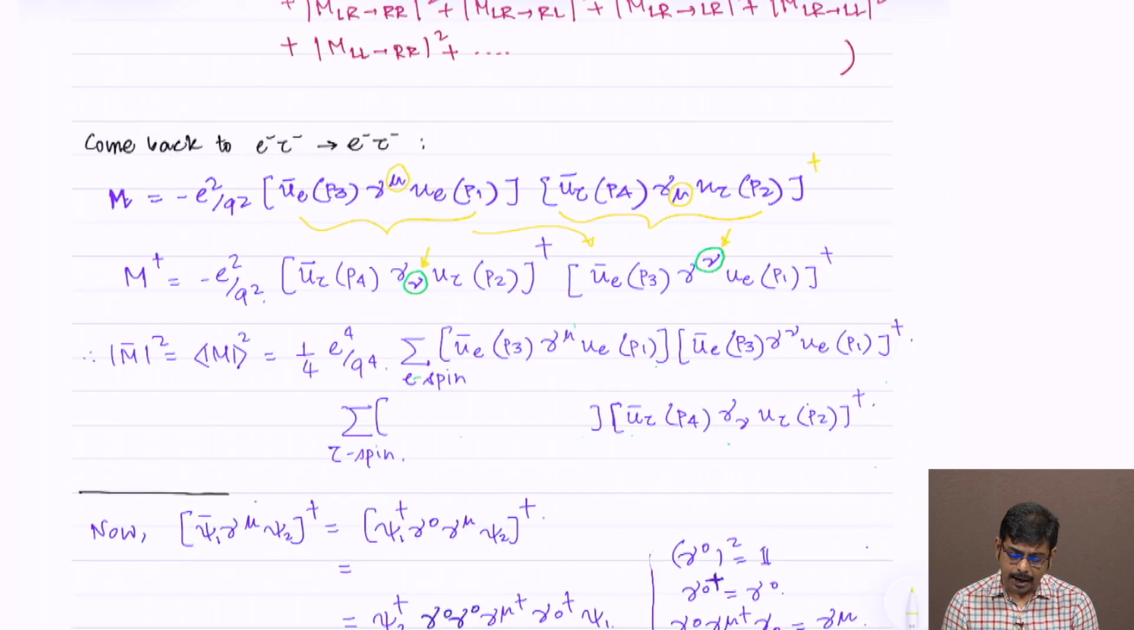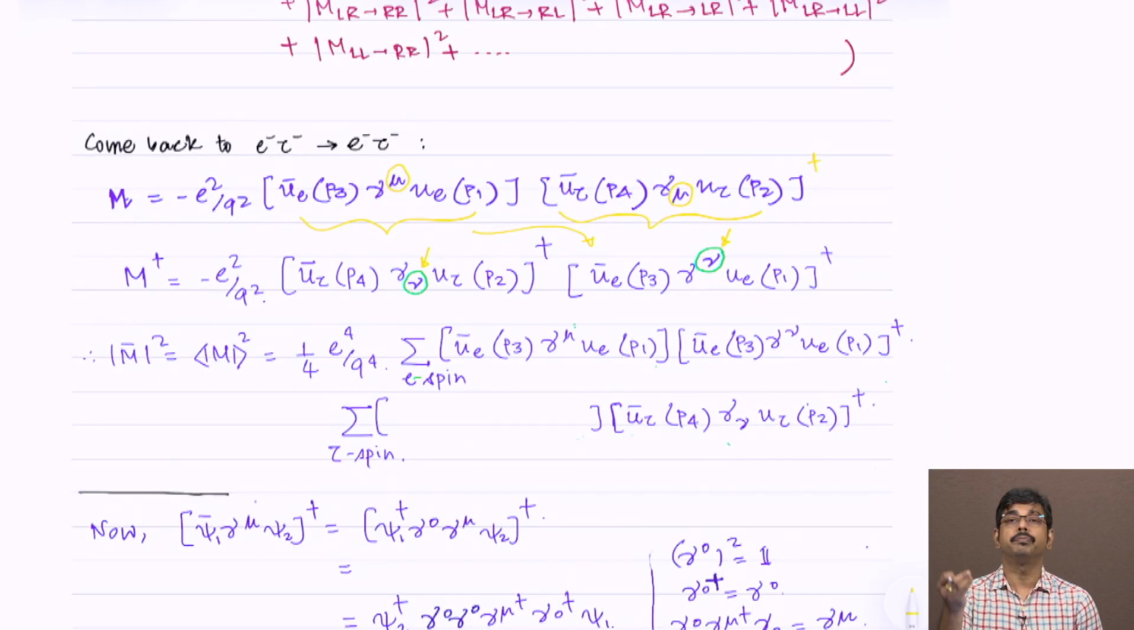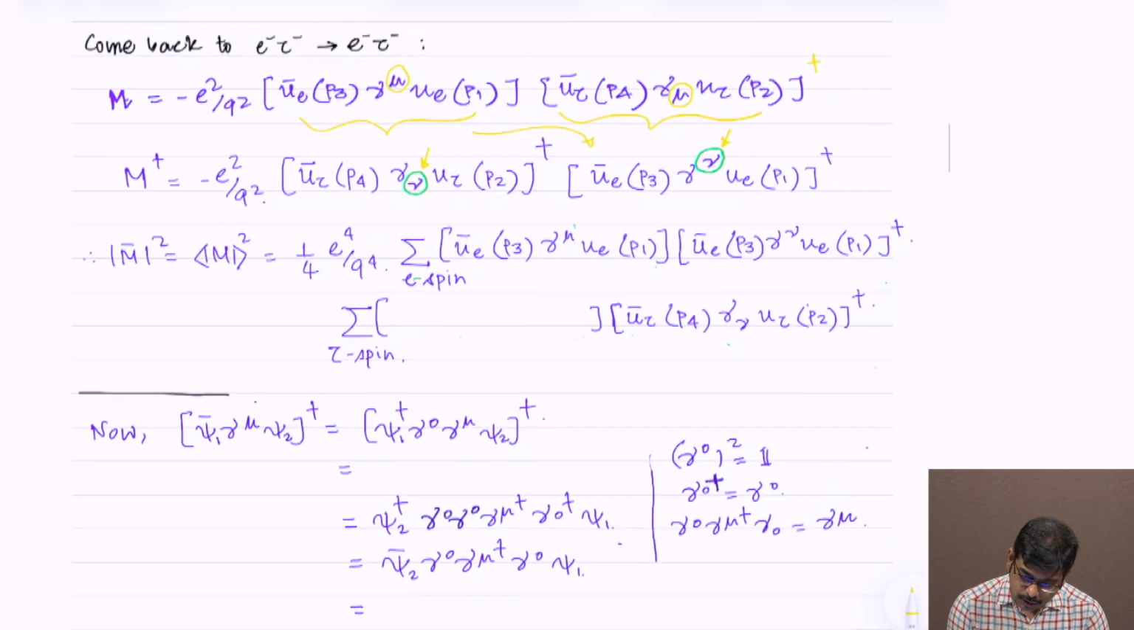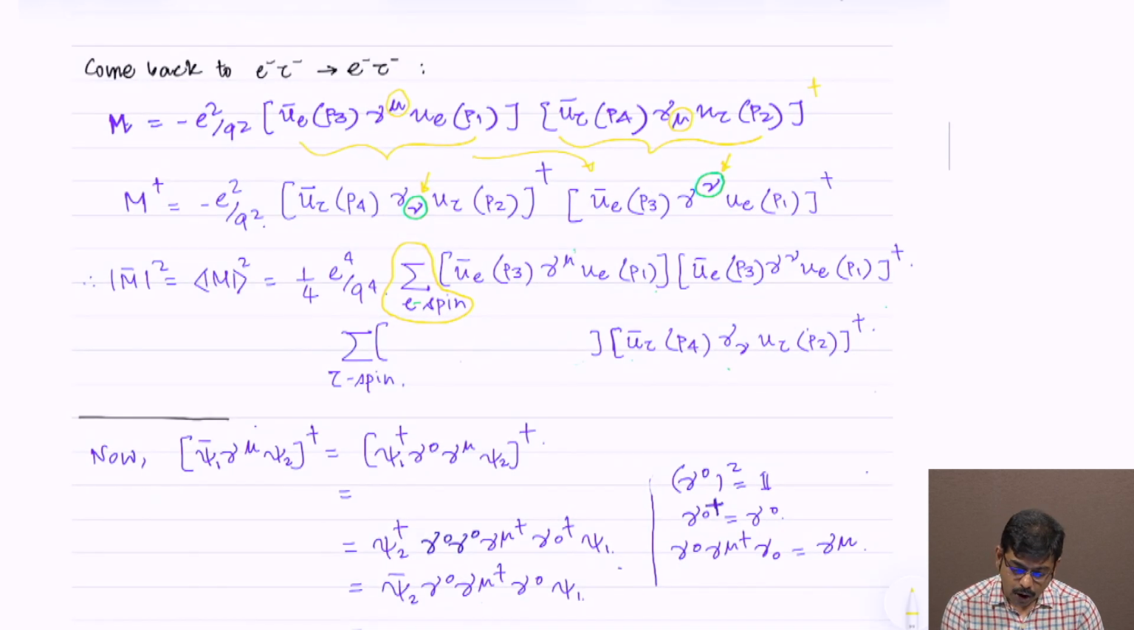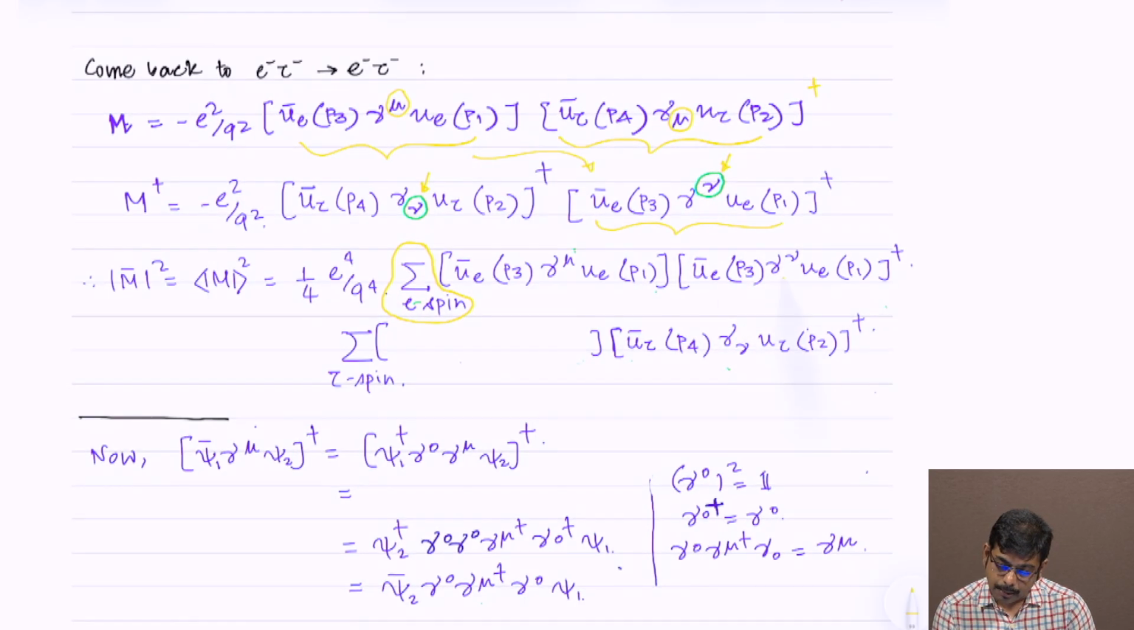So, this is what m dagger is. So, you can basically say that I can organize these terms by summing over the electron spin. Under the sum over electron spin, I can organize the terms which involve only the electron spinors. Originally we had ū_e(p3) γ^μ u_e(p1), and after taking the dagger we have this term, which is [ū_e(p3) γ^ν u_e(p1)]†.